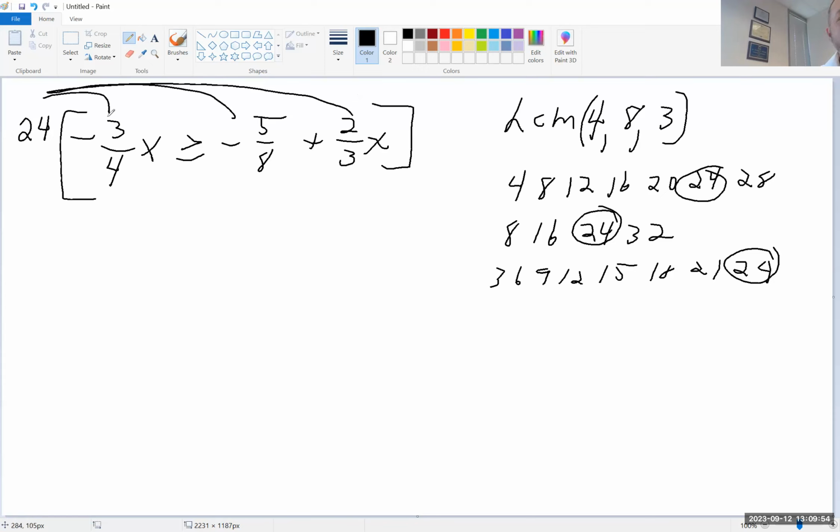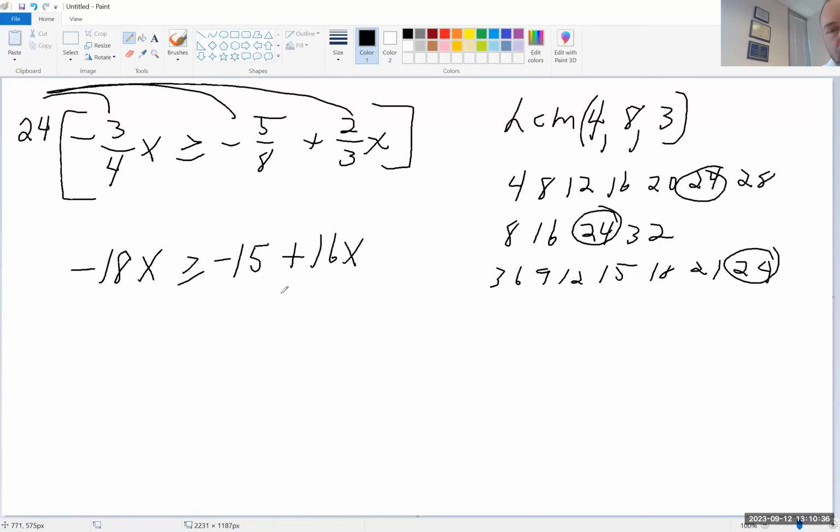I say multiply, but actually I want to divide first. So 24 divided by 4 is 6 times 3 is 18. So it's -18x. Then 24 divided by 8 is 3. 3 times 5 is 15. -15. I've got to make sure I keep my signs. 24 divided by 3 is 8. 8 times 2 is 16.